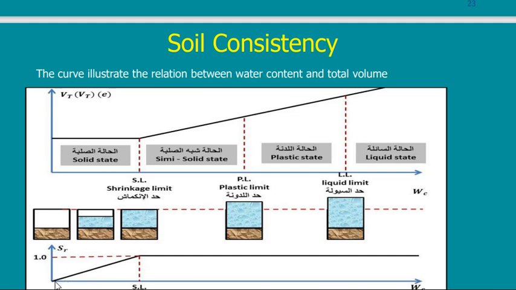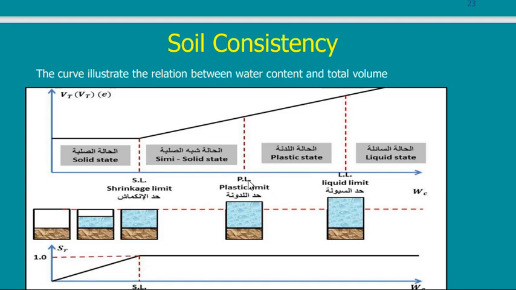Here, the degree of saturation is increasing till the shrinkage limit and continues as a straight line. But what about the volume? The volume at the beginning does not increase because I'm just filling the voids till I reach the shrinkage limit. Once I reach the shrinkage limit, the total volume starts to increase. So it's going up till I reach here.